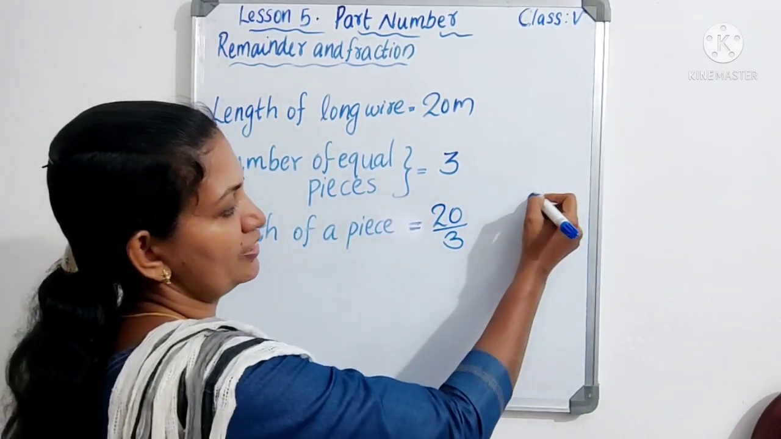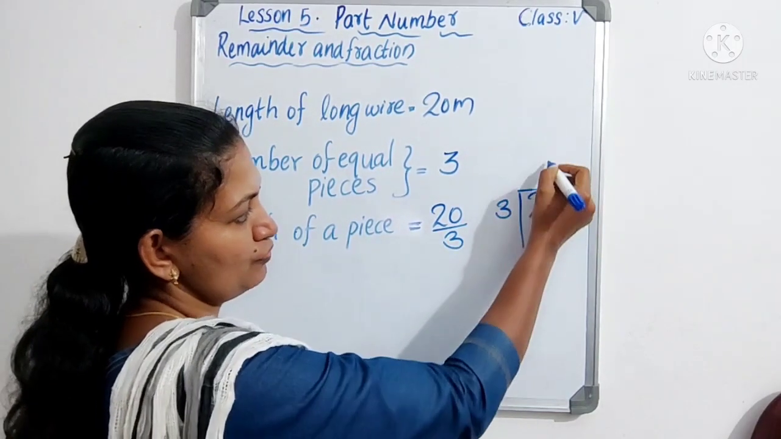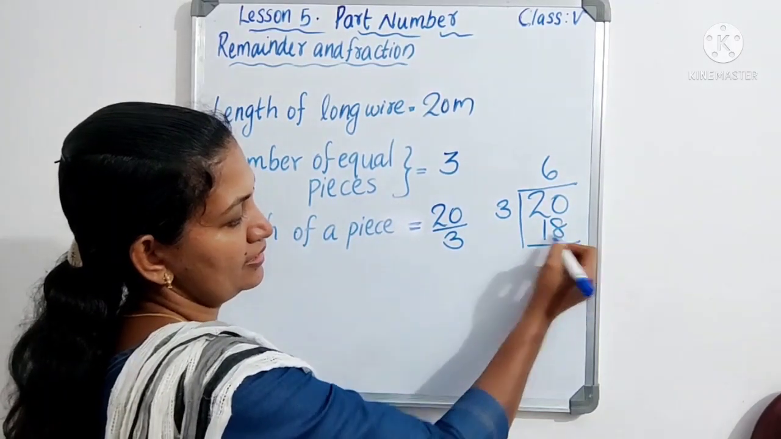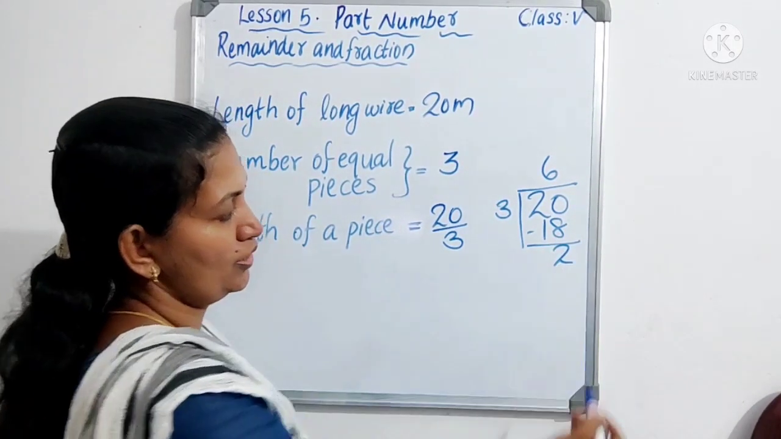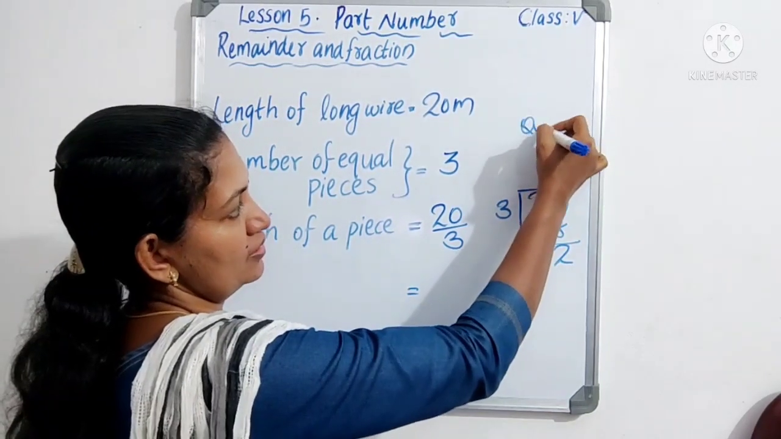Okay, next divide. 20 divided by 3. We know that 6 3s are 18. Then subtract, we get 2. Now we know that this is the quotient.